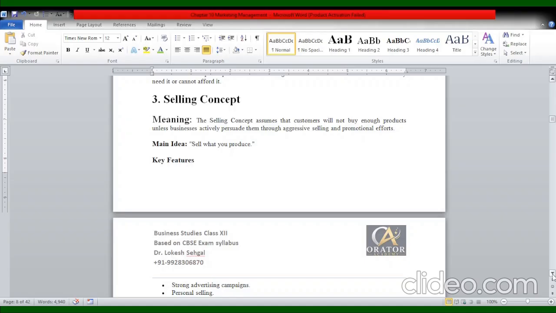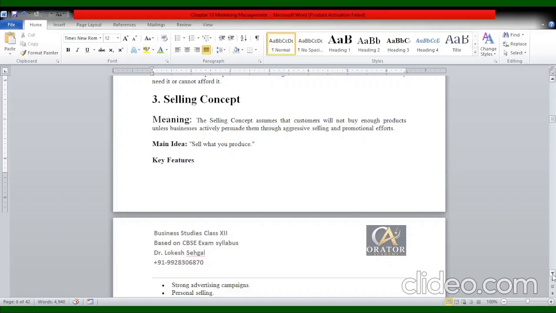So in the last two phases there is no aggressive selling, no promotion effort, but the selling concept is purely based on aggressive efforts in terms of selling and promotions. The production concept will focus on product with the least cost possible. The product concept will focus on more product with advanced features, advanced quality and superior qualities. Selling concept will focus on aggressive selling and promotional effort. Only then their product might be sold.